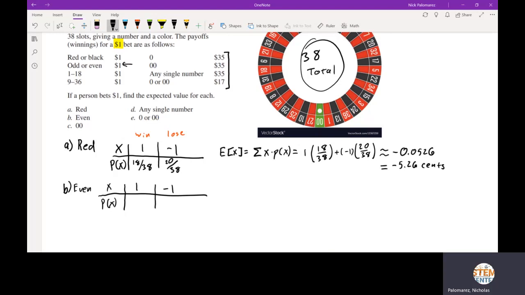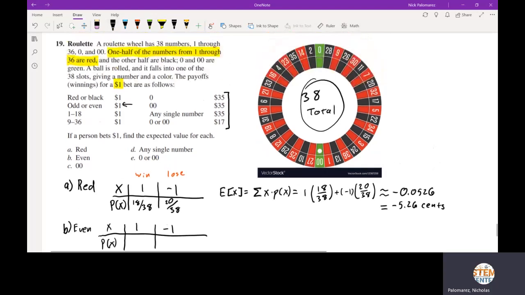The probability: how many even numbers are there? Well, in roulette, the numbers at the top and the bottom, this 0 and double zero, these guys here, we'll mark them in green. Both of these do not count as even or odd.